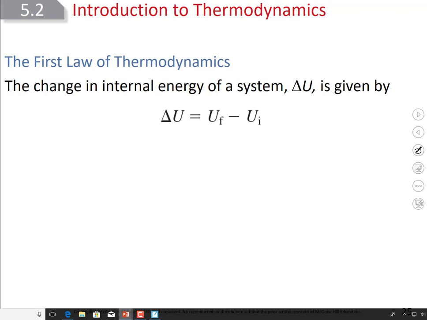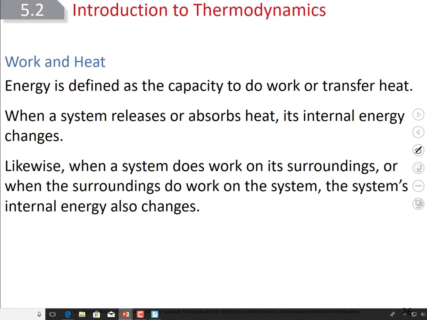Because total energy is a state function, just like temperature, we can define it as the final state minus the initial state. So that's all that's saying. Delta U is the final state minus the initial state. So what kind of energies go into that total energy?